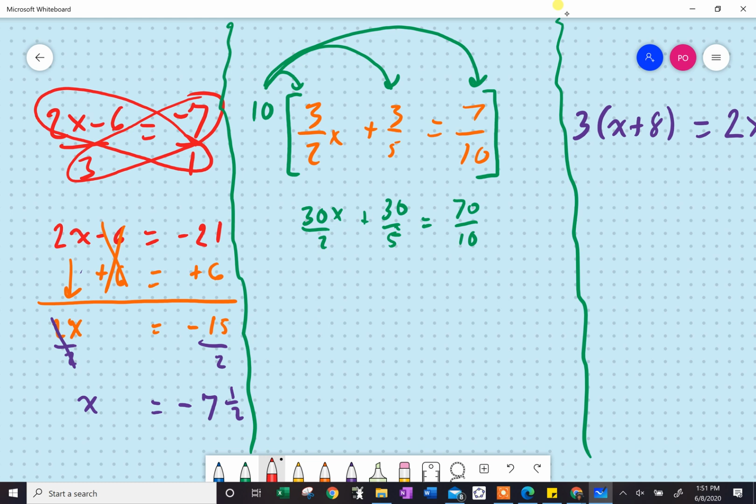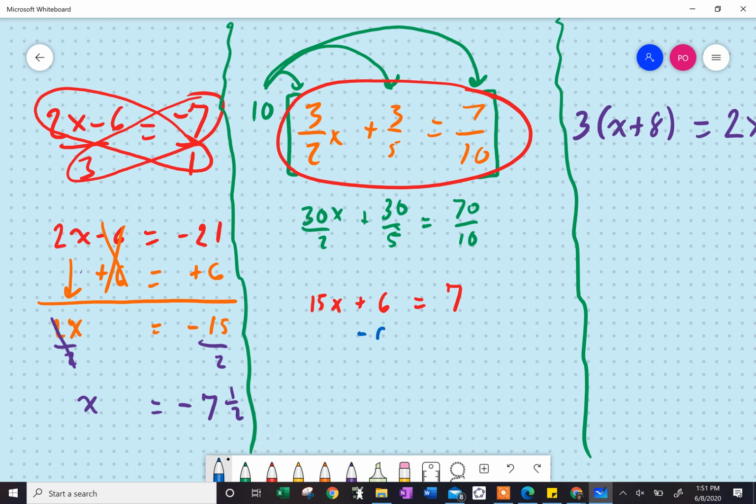Now the reason why I did that is because now I can say, well, how many times 2 go into 30? It goes in 15 times. So I really have 15x plus how many times 5 go into 30? 5 goes in 6 times. How many times 10 go into 70? 7 times. And now look at this. Our original problem, which looked absolutely horrific, is now just a basic 2-step equation.